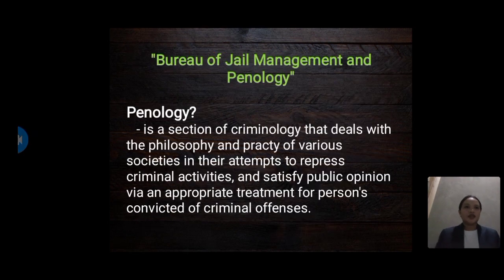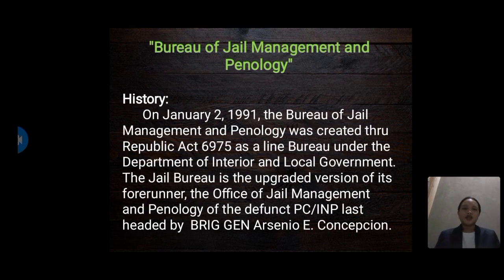Next, let's focus first on the Bureau of Jail Management and Penology. So what is penology? This is a section of criminology that deals with the philosophy and practices of various societies in their attempts to repress criminal activities and satisfy public opinion via an appropriate treatment for persons convicted of criminal offenses. So this is a kind of study on what is the treatment for the persons convicted of criminal offenses. That is penology.